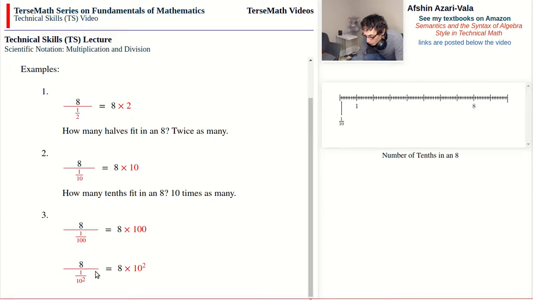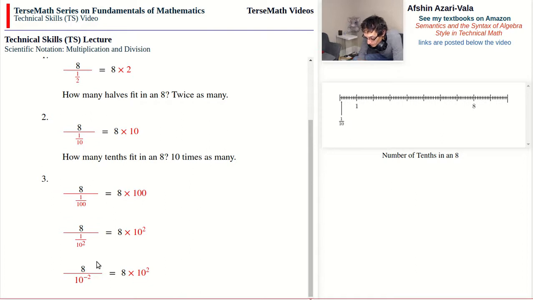And keep in mind that 1 over 10 to the power of 2, which implies that we have repeated division by 10, can be written down as 10 to the power of negative 2. So I could write down 8 divided by 10 to the power of negative 2 here. And I would end up with 8 times 10 to the power of 2.